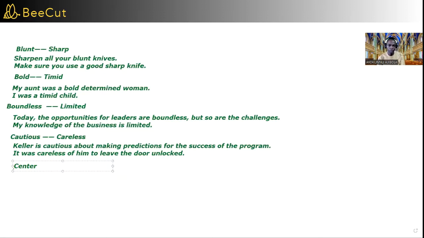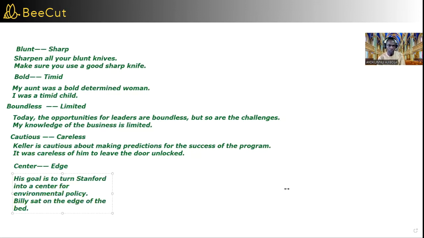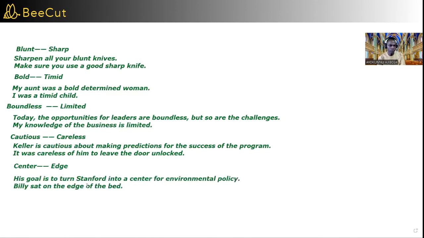Okay, the opposite of the word center is edge. Talking about the center of a thing or the edges of a thing. So try to use that in a sentence and we'll look at a few more words before we end up. So his goal is to turn Stafford into a center for environmental policy. Now Billy sat on the edge of the bed, not the center of the bed, but the edge of the bed. So that's how to use that in sentences.